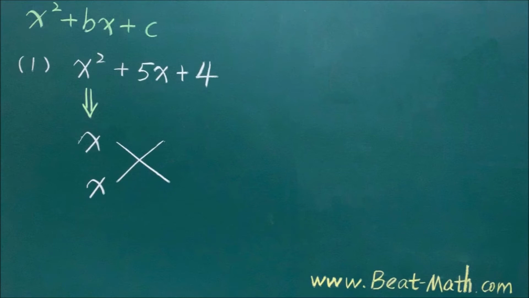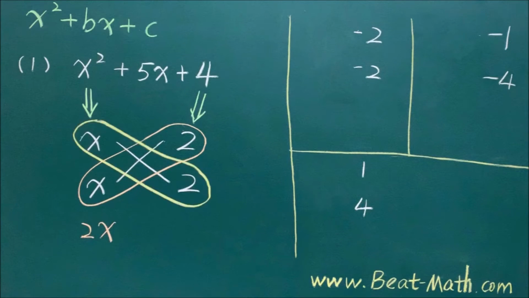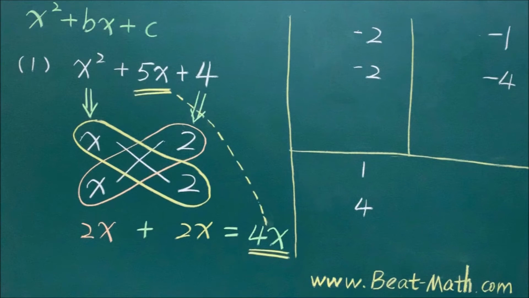What numbers should we write on the right side? The product of these two numbers should be 4. Here, the 4 can be the product of 2 and 2, -2 and -2, -1 and -4, or 1 and 4. Then we get the product. This pair, x times 2 is 2x. This pair as well, x times 2 is 2x. We add 2x and 2x together, we get 4x. 4x is not equal to 5x, so this way doesn't work.